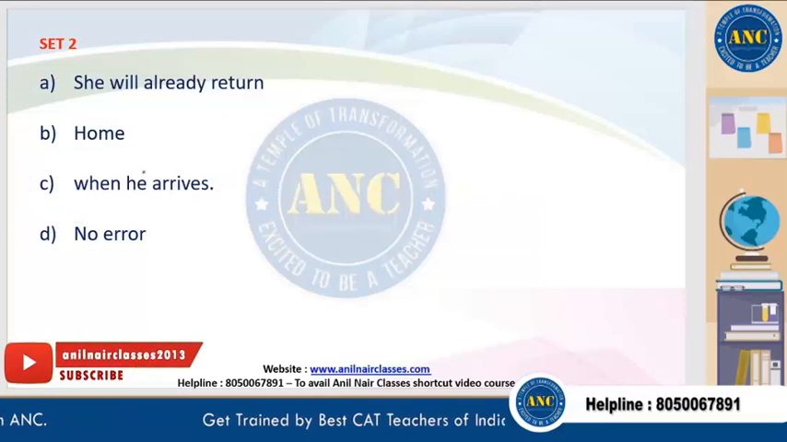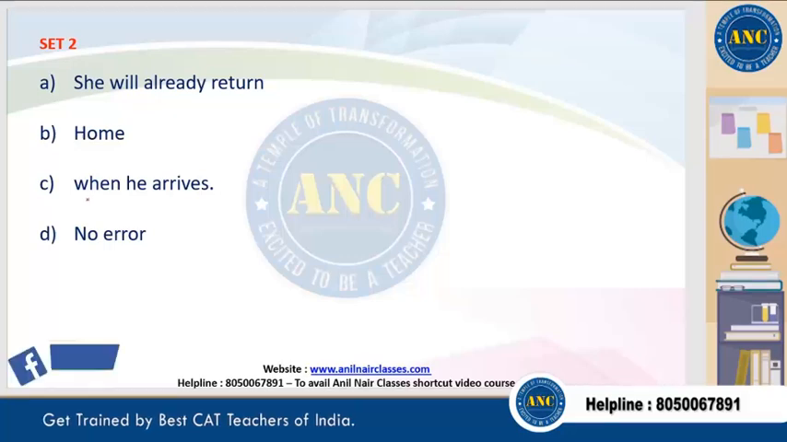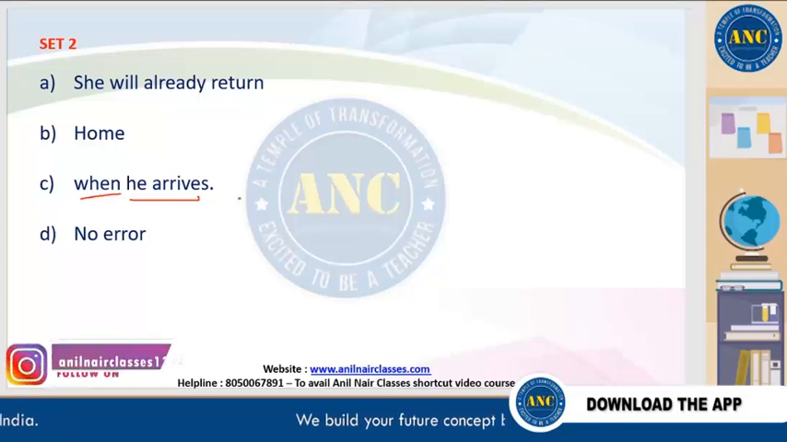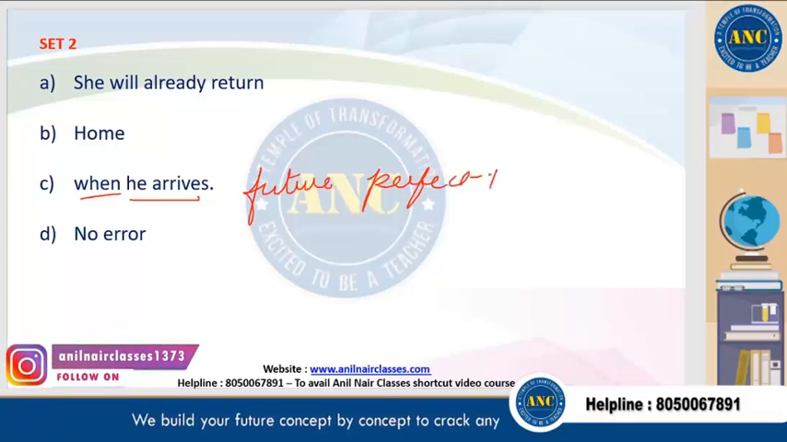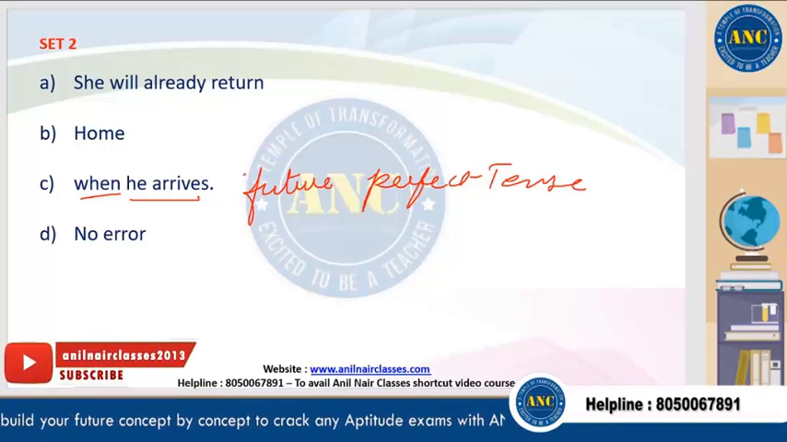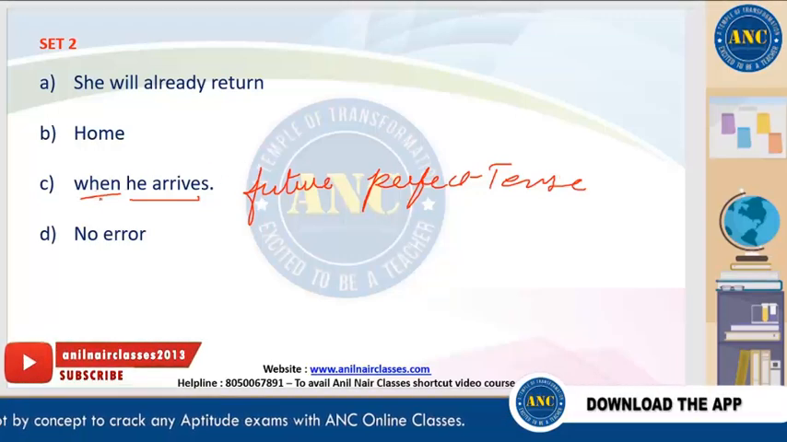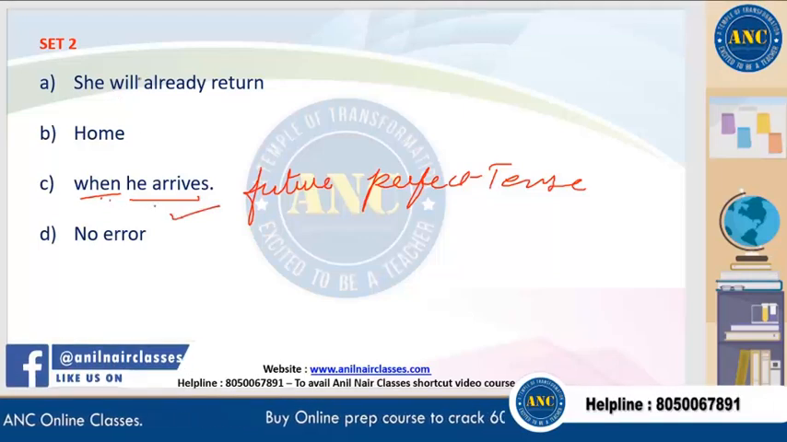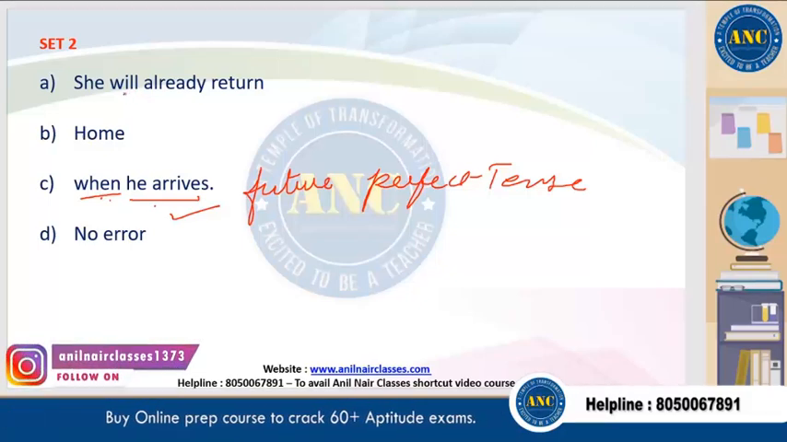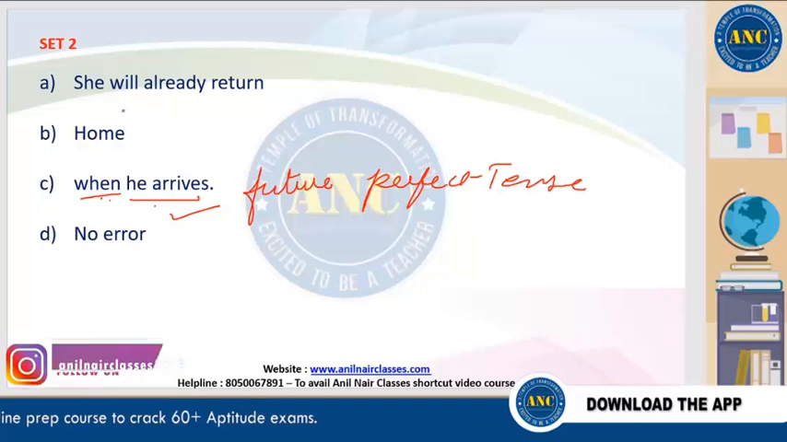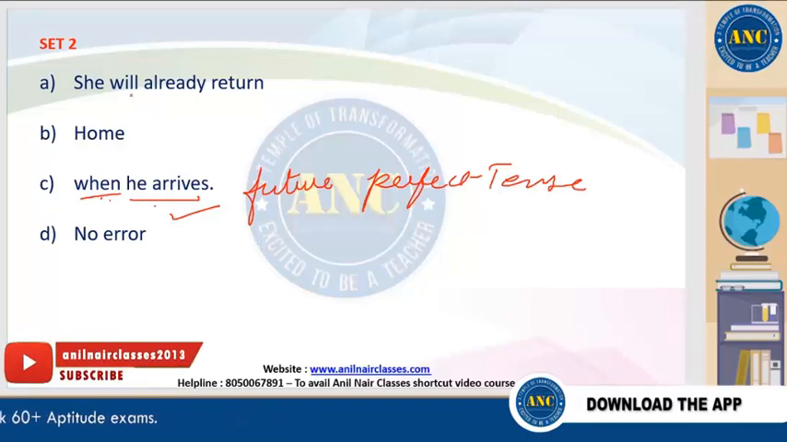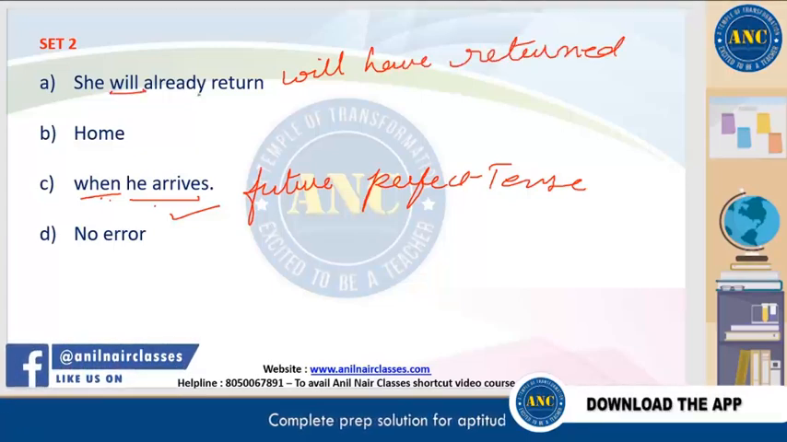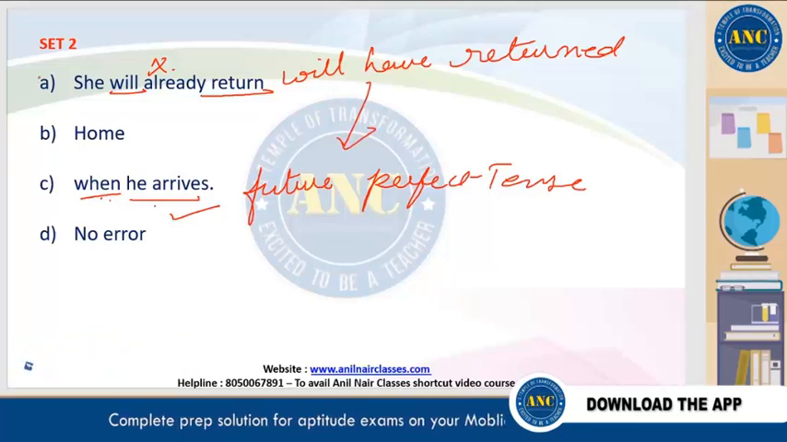Next one. She will already return home when he arrives. So when he arrives, the sentence should be in the future perfect tense. Here, we are talking about something that will happen in the future. So now it is talking about the time clause. In the time clause we use the simple present, that is fine. She will have already returned. So we need the future perfect tense over here. So it should be will have returned. So this is wrong. It should be will have returned. So A is the right answer.